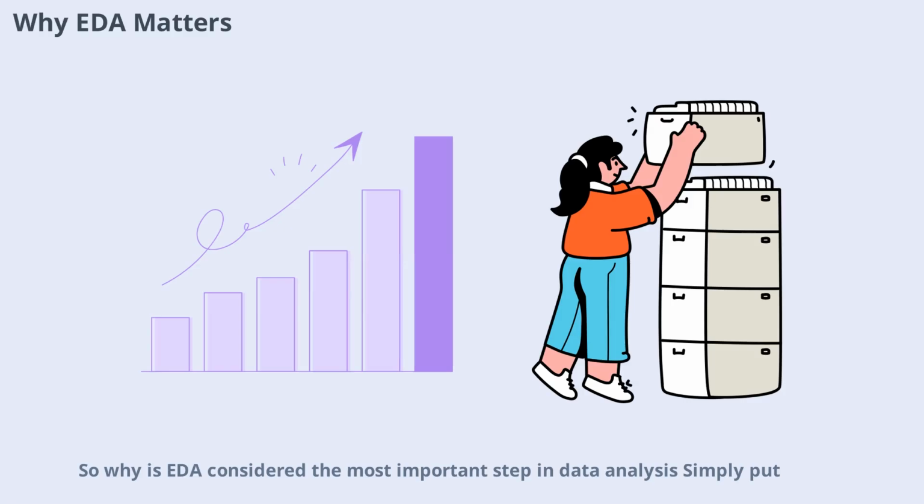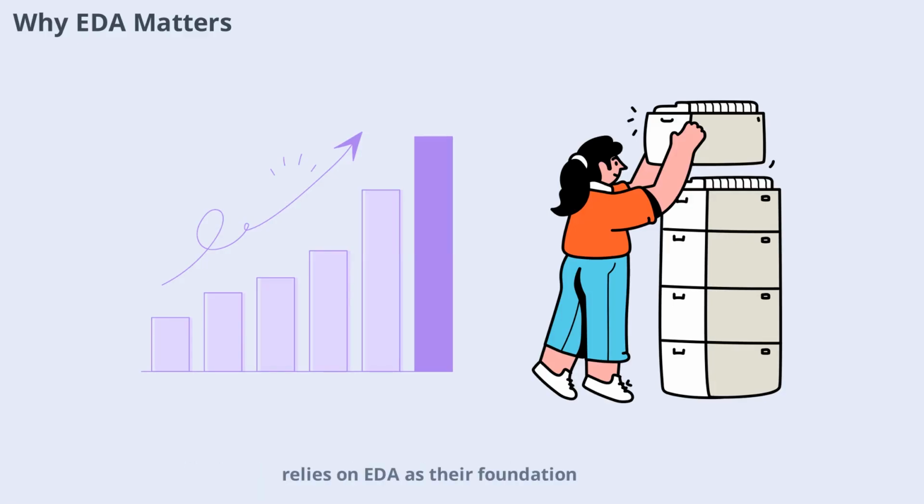Why is EDA considered the most important step in data analysis? Simply put, it helps you avoid costly mistakes. By exploring your data first, you can spot missing values, outliers, and patterns that might otherwise go unnoticed. This process ensures you don't jump to conclusions or build models on faulty assumptions. In real-world projects, skipping EDA can lead to inaccurate results and wasted time. That's why every data analyst, from beginner to expert, relies on EDA as their foundation.